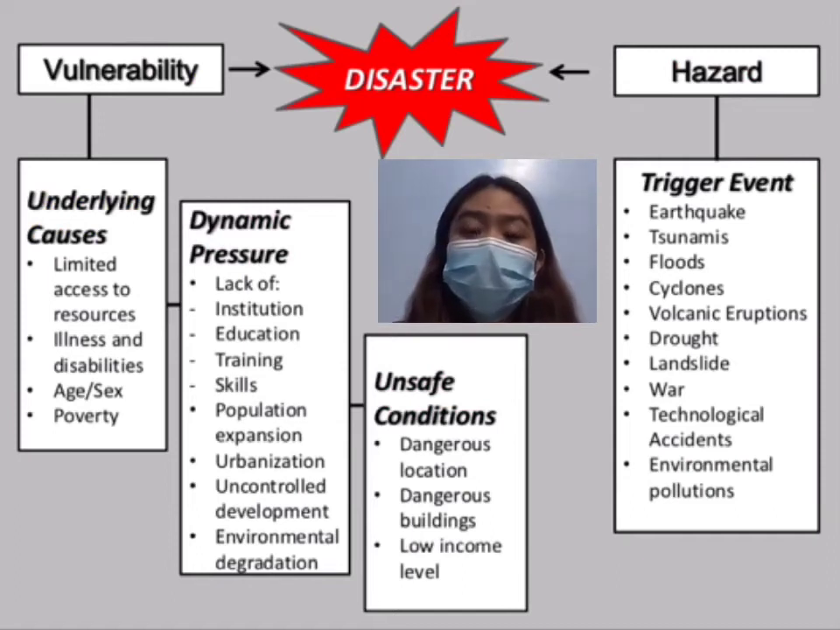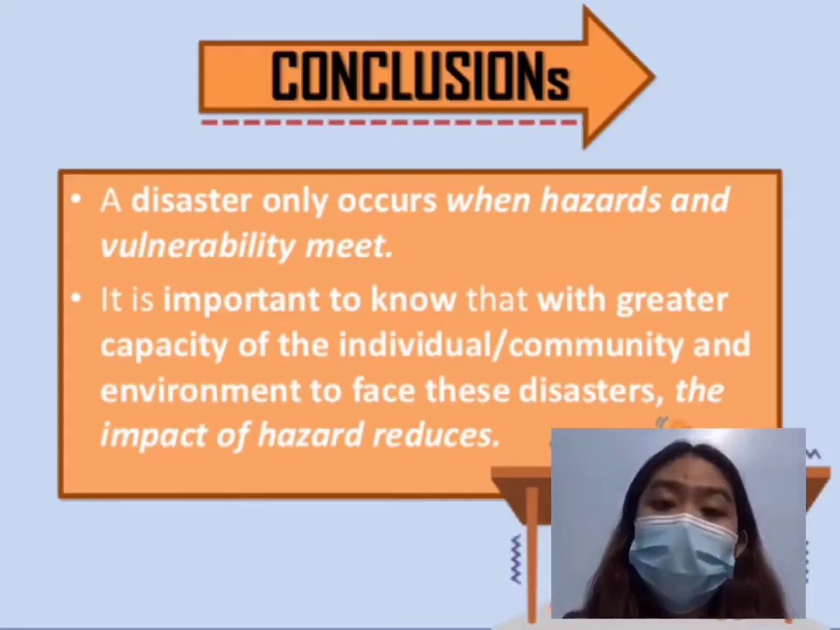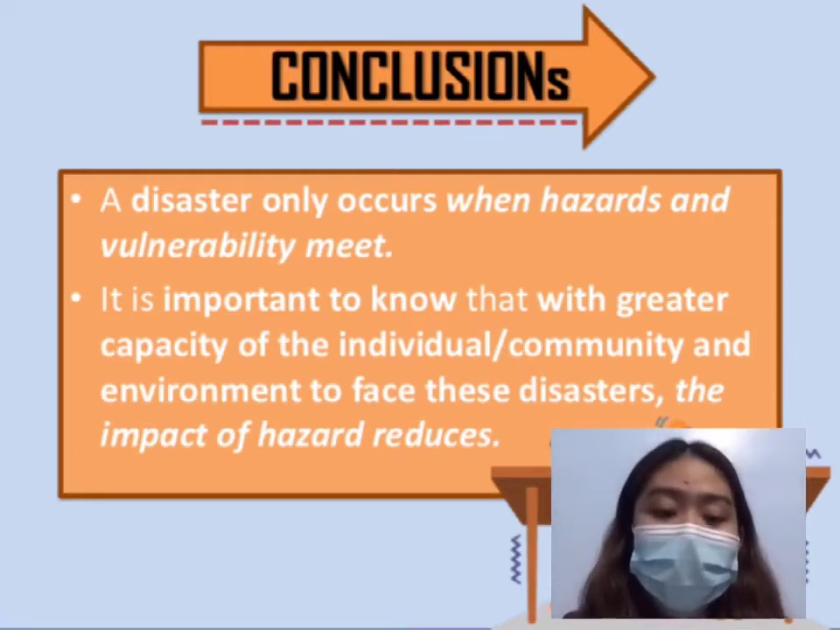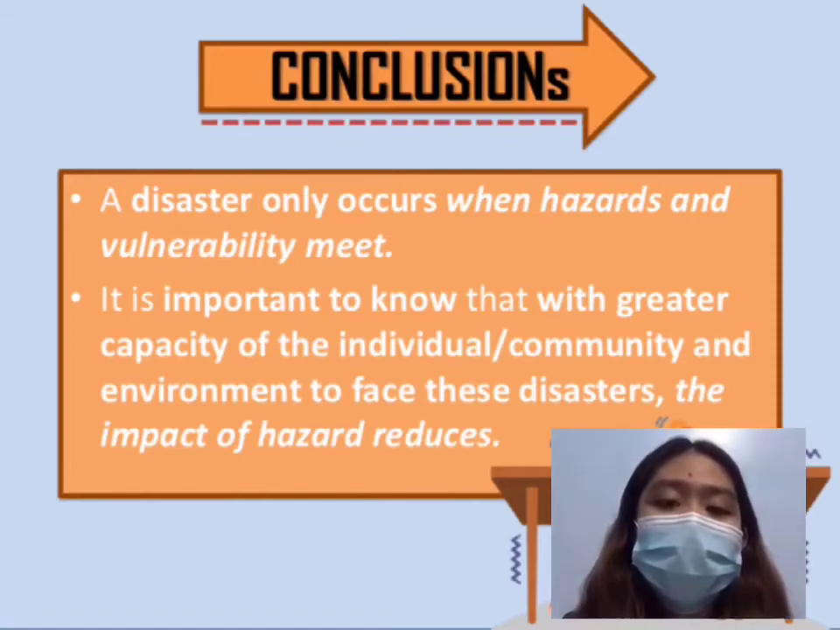In this chart, you'll see a list of possible causes and events that could possibly trigger the occurrence of a disaster. Here at this point, you could conclude that a disaster can only occur when hazards and vulnerability meet. It is also important to know that with the greater capacity of the individual or community and environment to face these disasters, the impact of hazard reduces.